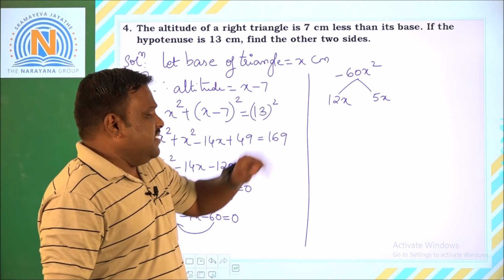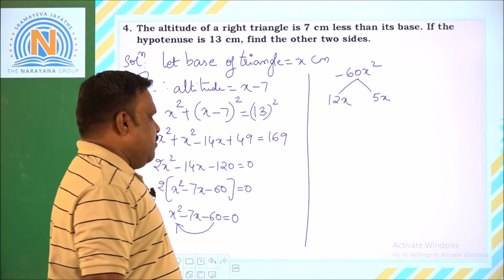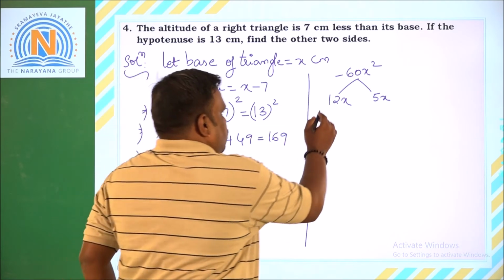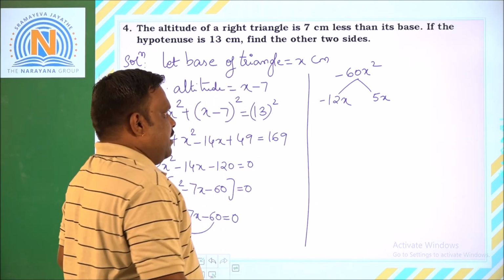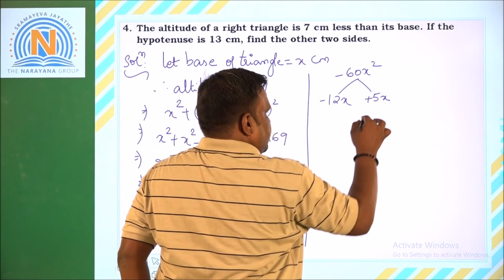I want minus 60x square, so out of these two, one will be plus, one will be minus. See the sign of the middle term, that is minus. Keep it for the bigger number, so obviously it will be 12. So 12 becomes minus. If it is minus 12x, then this becomes plus 5x.